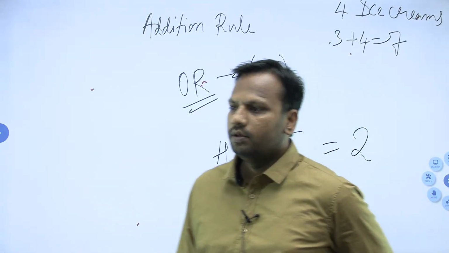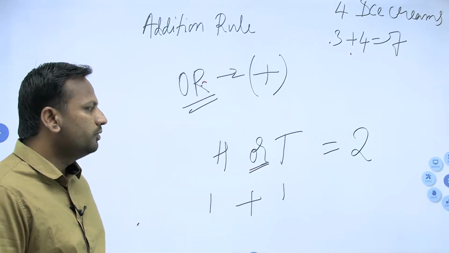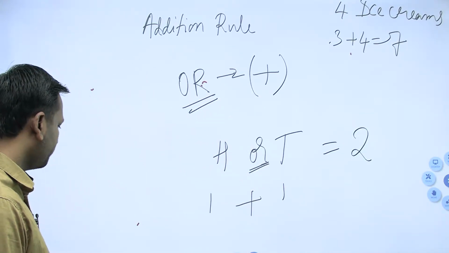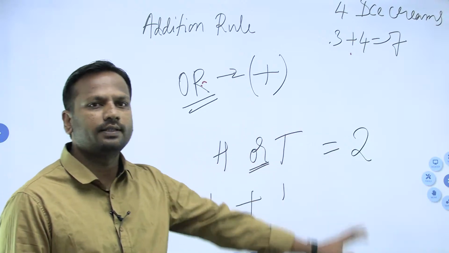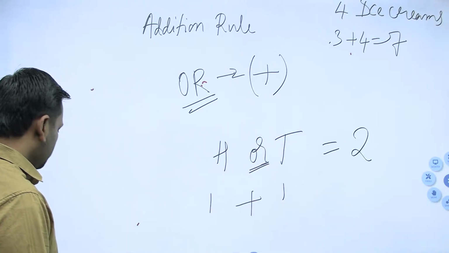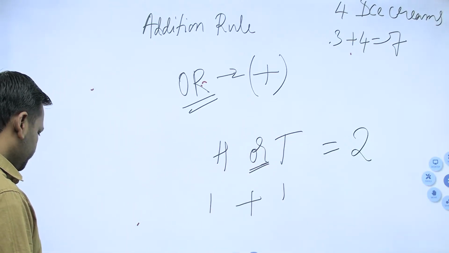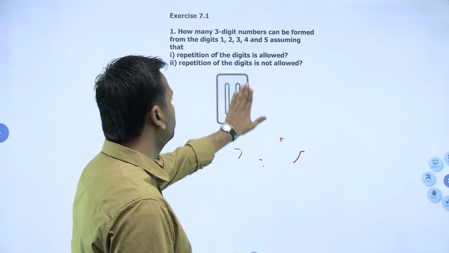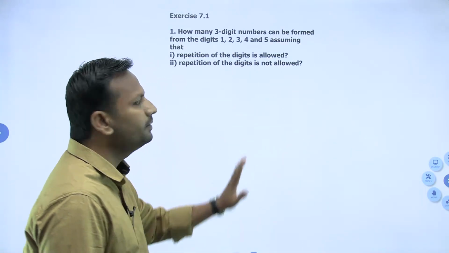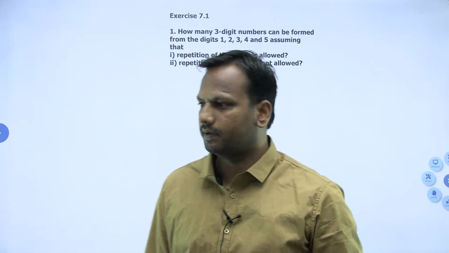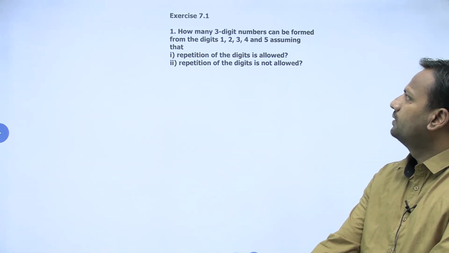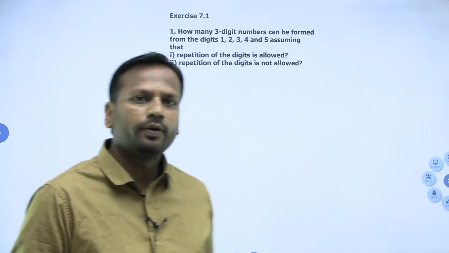Let us move on. Let us go for the exercise problems one by one, students, keeping these two things in mind. This is the first question in the textbook they have provided for you. This is the first exercise problem, exercise 7.1.